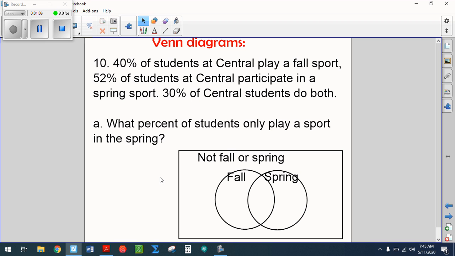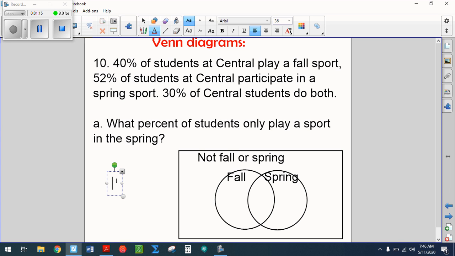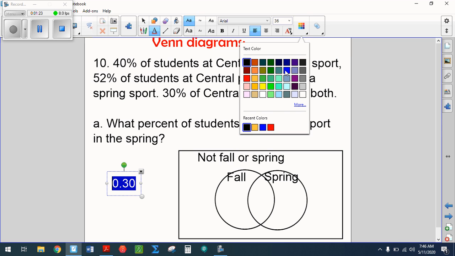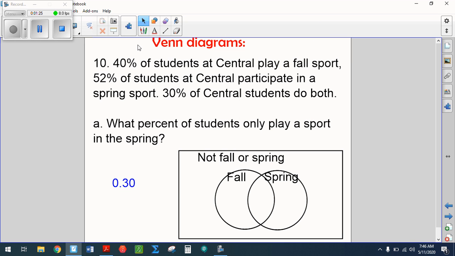Okay, so 40% of students at Central play a fall sport, 52 play spring, and 30% do both. So I'm going to do the 30% that do both first. 30% do both. And you could just put a number 30 there. Sometimes I like that to represent my number instead of a decimal. I'll just say, okay, let's pretend there's 100 students, so 30 of them do both.